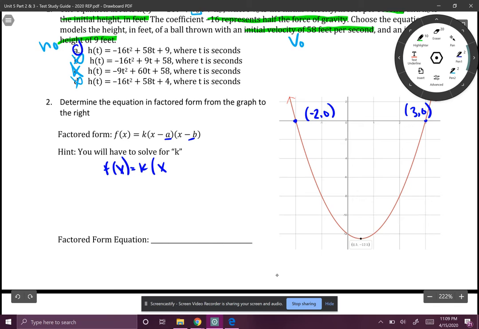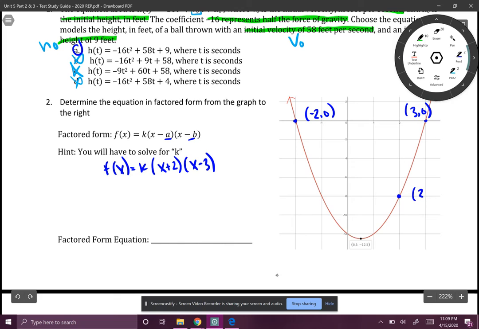So x minus a -2 gives us x + 2. x minus 3 is our other zero. But now we have to solve for k. So we're going to pick any other point on the parabola and solve for k. I like to pick points that are really easy to work with. So I'm going to pick this one right here because it is a nice crossing.